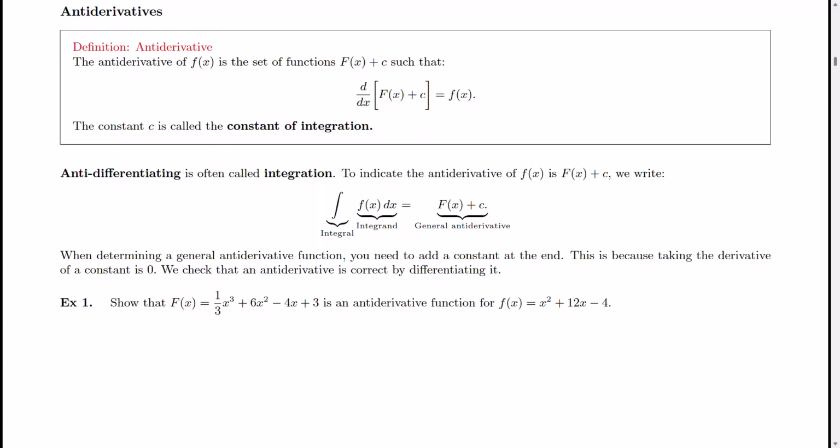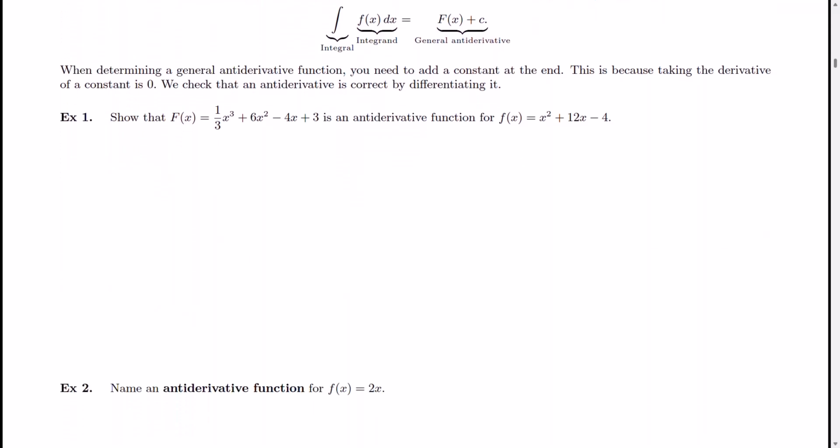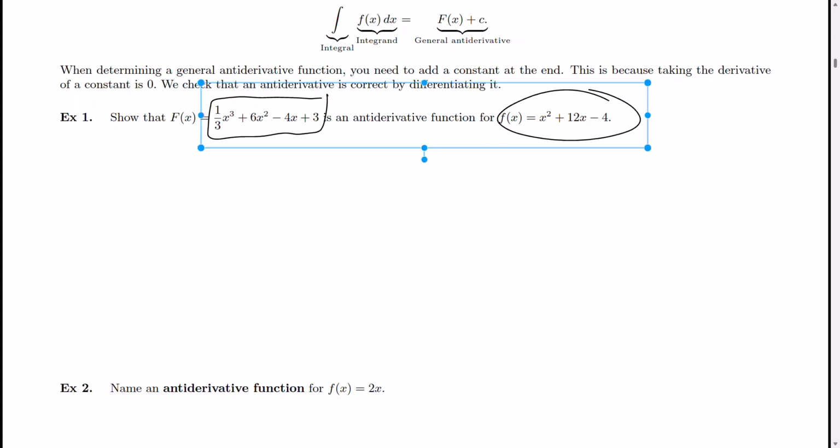In the first example, we are given both the capital function F of x and the little function f of x, and we're told to verify or to show that the big F of x is in fact an antiderivative of the little function f of x, which is x squared plus 12x minus 4. Ideally, your job in this chapter is to find this answer given the little function f of x with the extra new notation mixed in.